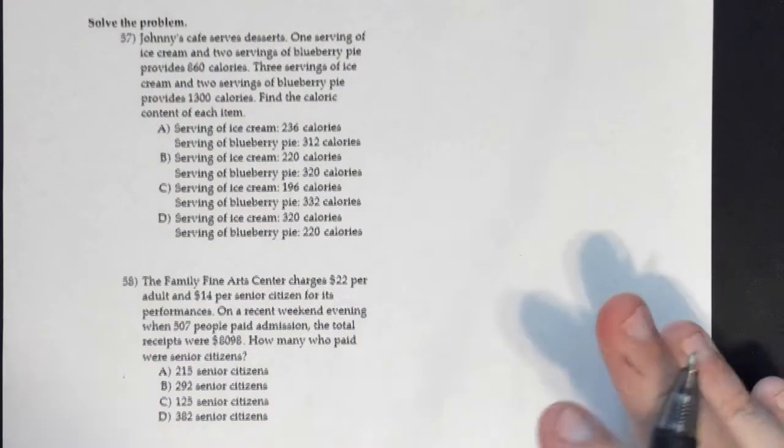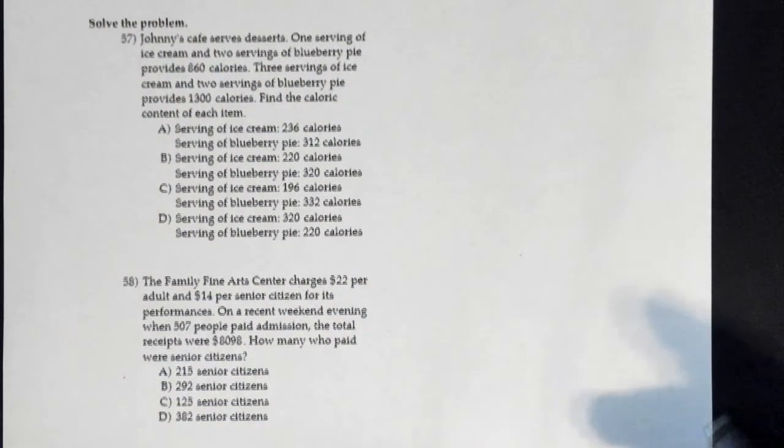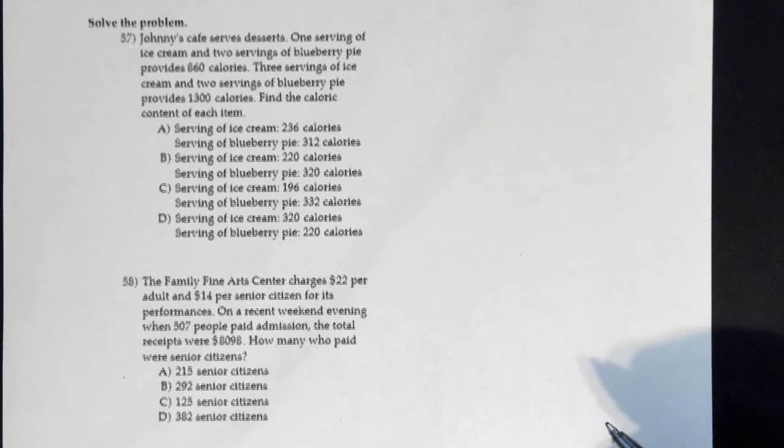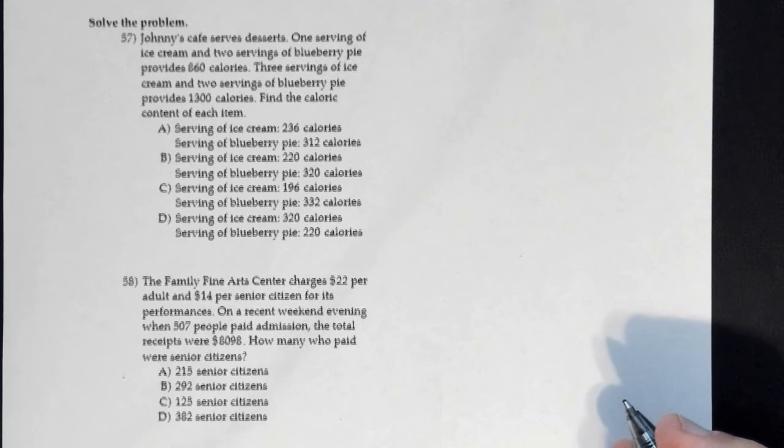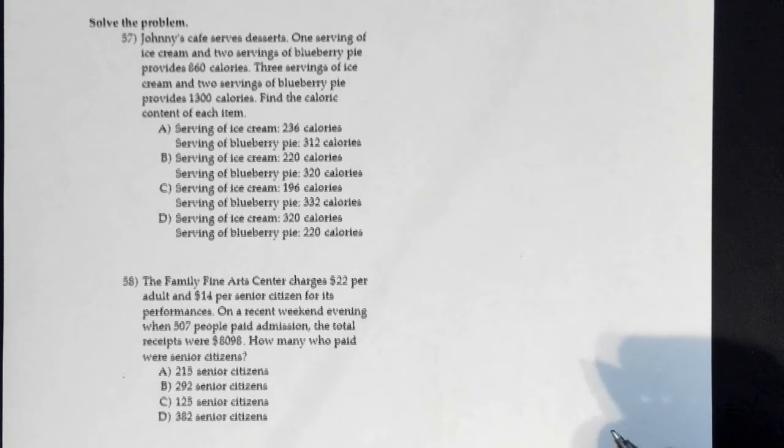Okay. So the last two plus these two are actually on the review for your final. So I'm trying to help you out with those. It says solve a problem. Johnny's Cafe serves desserts. 1 serving of ice cream and 2 servings of blueberry pie is 860 calories. 3 servings of ice cream, 2 servings of blueberry pie is 1300 calories. Find the caloric content of each.